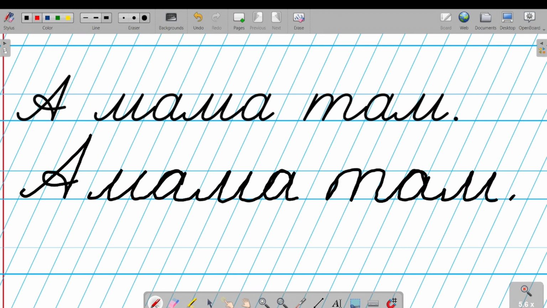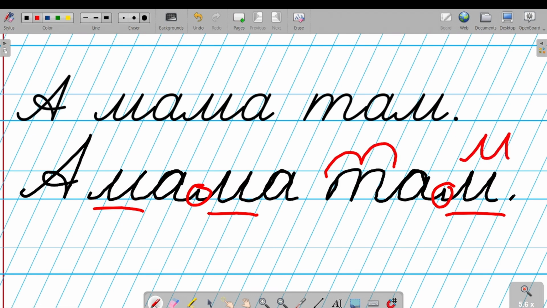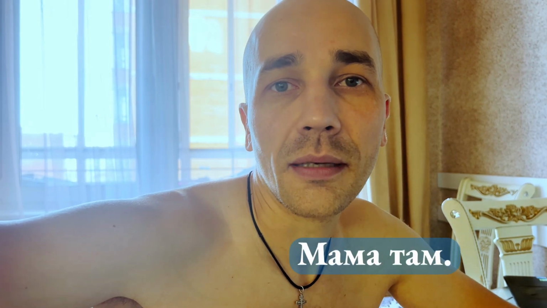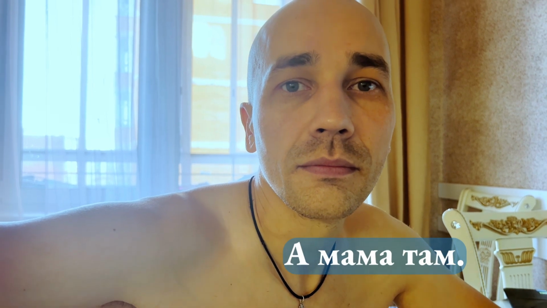Again, make sure you got those hooks on the M's, and also pay close attention and look at the te and the M's. The M's have 2 peaks and the te has 2 round humps. It looks like an English M, but it's not, it's te. These are tricky at first, so just pay attention. Mama tam. A mama tam.